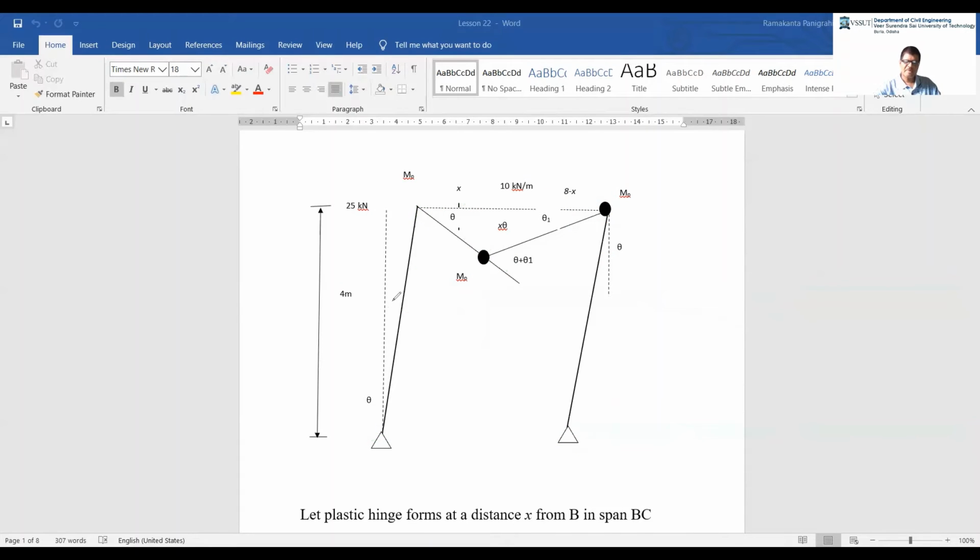Let us go to the problem. What will the work done be? MP into theta plus theta 1, MP into theta 1, MP into theta: 2 MP into theta plus theta 1. To find the relation between theta and theta 1: x into theta is equal to L minus x into theta 1. That is the relationship that we can use.